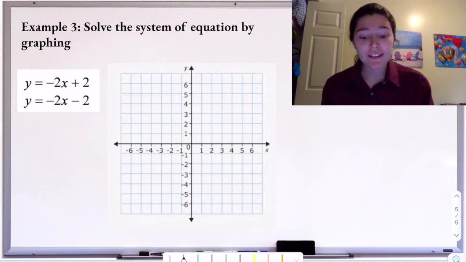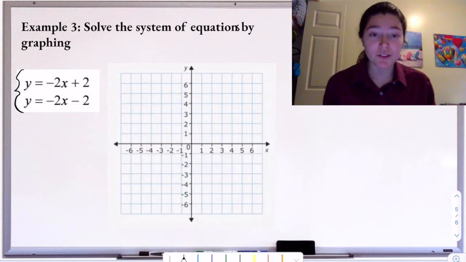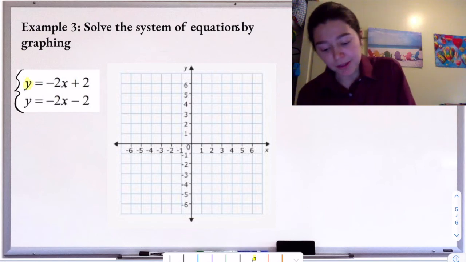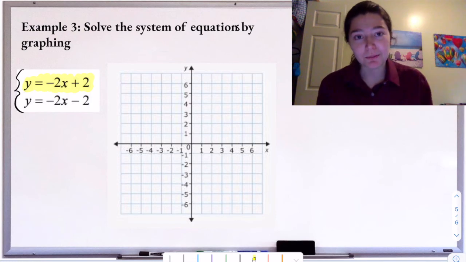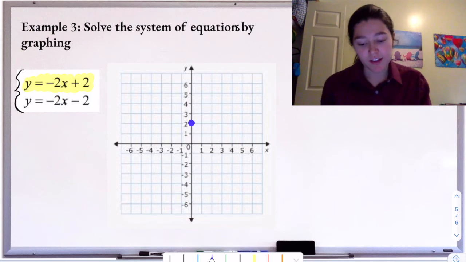All right, we're going to look at one last example of being asked to solve a system of equations by graphing. We have y equals negative 2x plus 2, and then y equals negative 2x minus 2. So let's go ahead and do the exact same thing. For my first equation, y equals negative 2x plus 2, what is my b? What is my y-intercept for this equation? Positive 2, exactly. So that is my y-intercept.